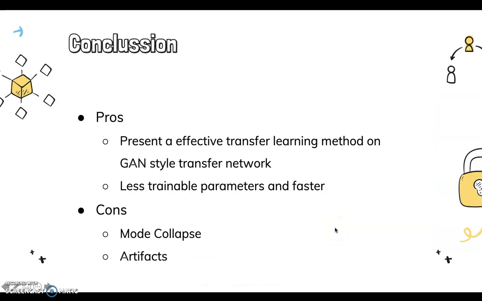To wrap up, MTL is a more effective transfer learning method on GAN style transfer network with less trainable parameters and faster training, but it worsens some of the GAN's problems like the mode collapse and artifacts. This is our presentation.